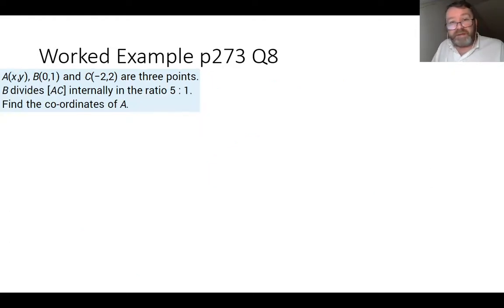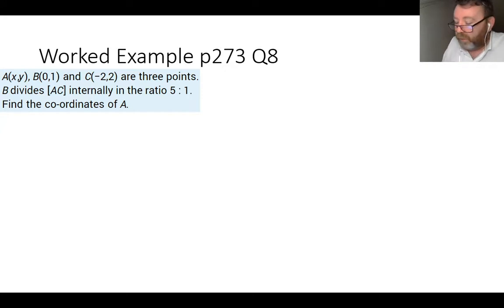Okay, so our third and final example. A is xy, B is 0, 1, and C is minus 2, 2. And these are 3 points. B divides AC internally in the ratio of 5:1. So they want you to find the coordinates of A.